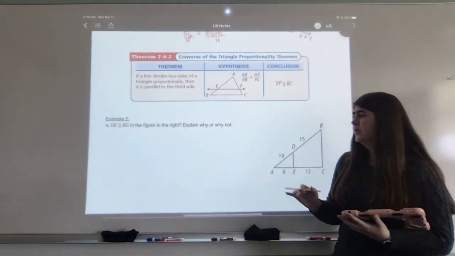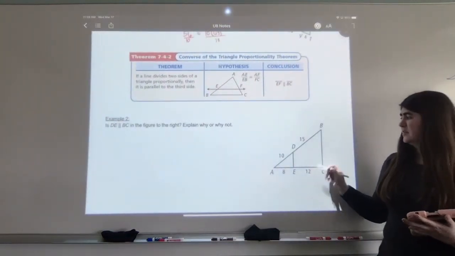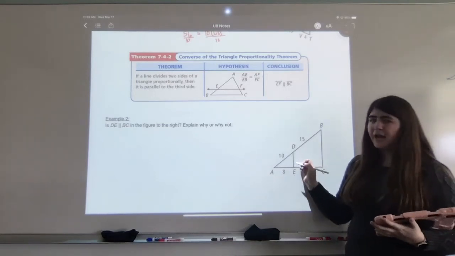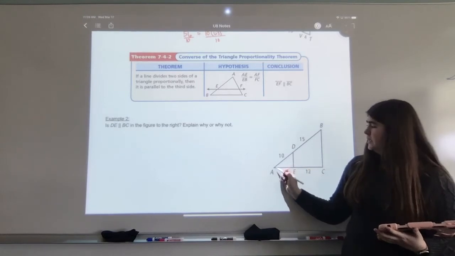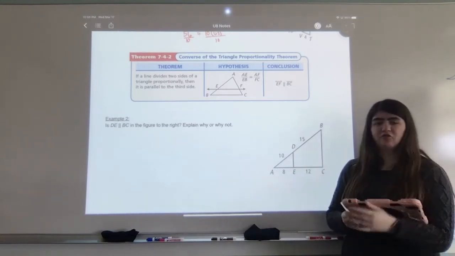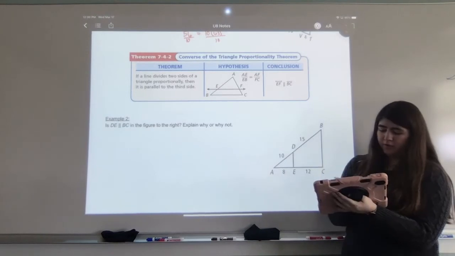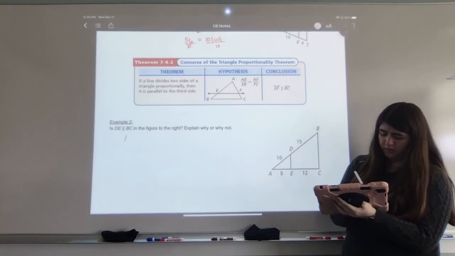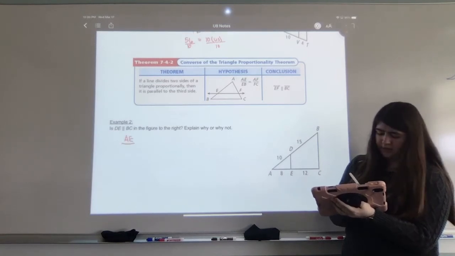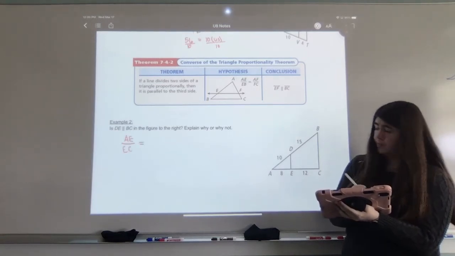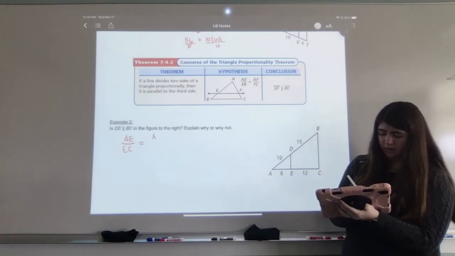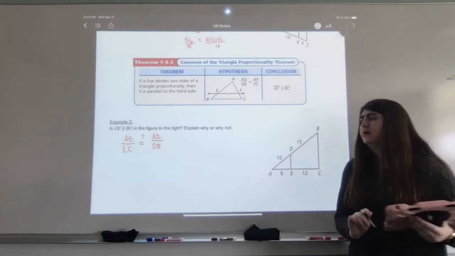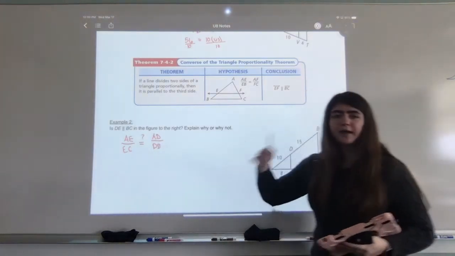All right, so let's look at an example here. We want to know in this figure, is DE parallel to BC? We're going to find that out by setting up a proportion between our side lengths. And if it's true, then they're parallel. So I have 8 or AE over EC is proportional to AD over DB. And we're not sure, so I'm going to put a question mark on my equal sign to let me know that I'm not sure yet.